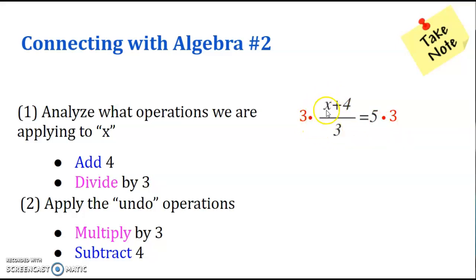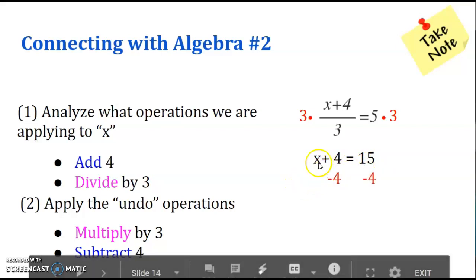I can't just multiply just part of it, like 3x. I need to multiply the whole thing. Okay, notice what happens. Here, 3 divided by 3. What's 3 divided by 3? That's just 1. So this 3 and this 3 cancel out to be 1, and you're left with x plus 4 on the left-hand side. And on the right-hand side of the equal sign, 5 times 3. 5 times 3 is just 15. So you're just left with x plus 4 is equal to 15.